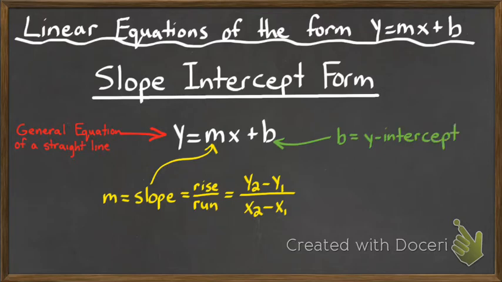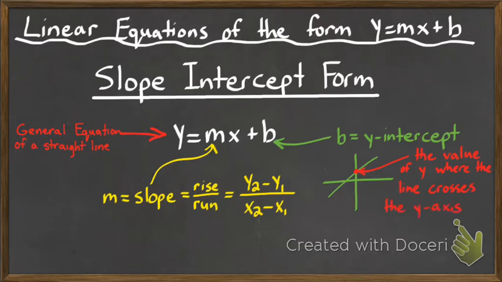And lastly, our constant b gives us our y-intercept. So whatever value this is, wherever your line crosses the y-axis, that is going to be the value of your y-intercept. Now, this also occurs when x equals 0. So whenever we have x equals 0, you know right away that wherever your y value is, that is going to be your y-intercept.